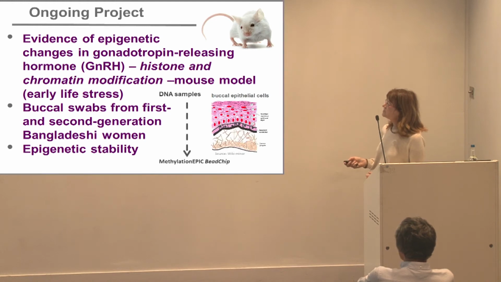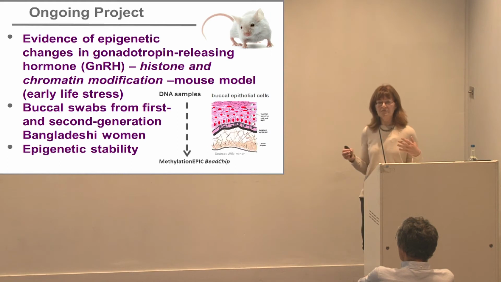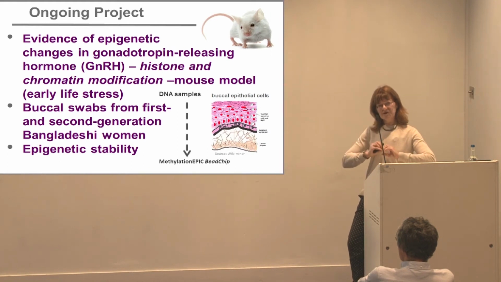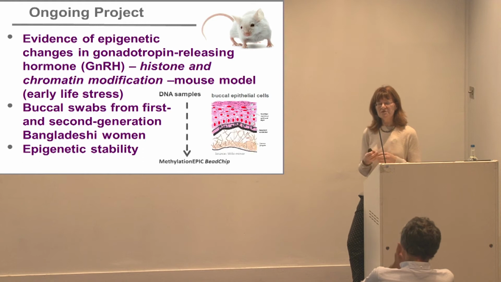The other thing that we've done is collect buccal swabs from first and second generation Bangladeshi women, for several reasons. First of all, we wanted to see if we could see any differences in methylation patterns in particular genes of interest. And the other reason is that there's a lot of discussion in the epigenetic literature about what tissues lend themselves to analyses, to specific epigenetic studies. And although it's possible, for example, to collect things like vaginal swabs from Bangladeshi women, you wouldn't necessarily want to do it unless you had to.